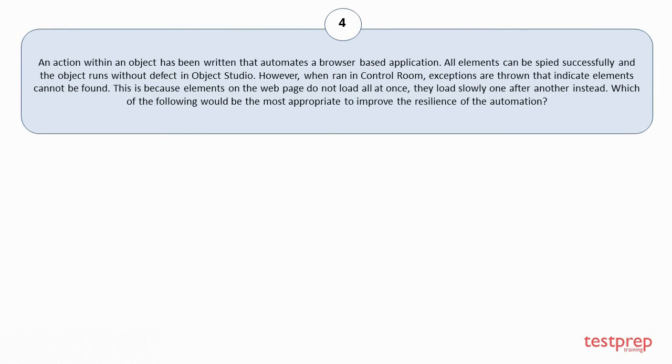An action within an object has been written that automates a browser-based application. All elements can be spied successfully and the object runs without defect in Object Studio. However, when ran in control room, exceptions are thrown that indicate elements cannot be found. This is because elements on the web page do not load all at once, they load slowly one after another instead. Which of the following would be the most appropriate to improve the resilience of the automation?